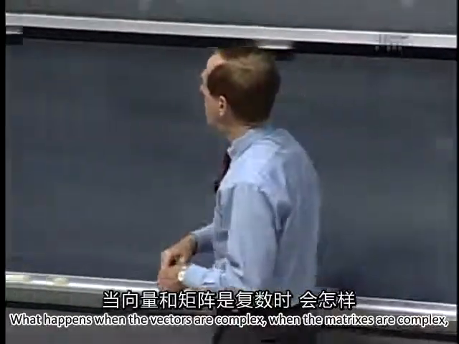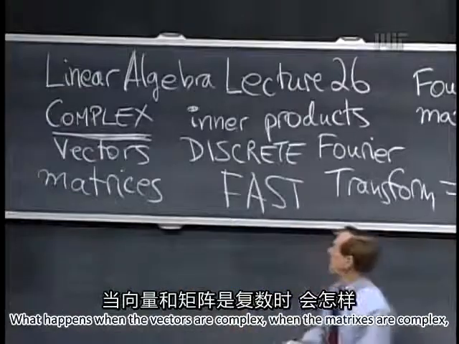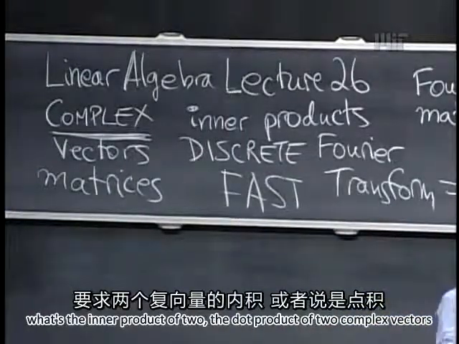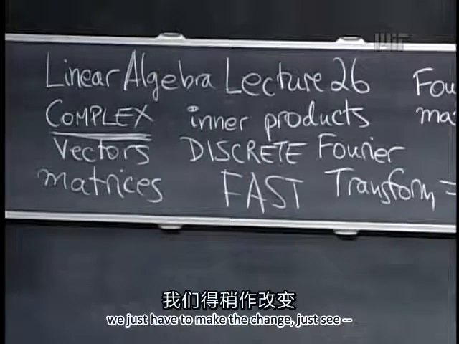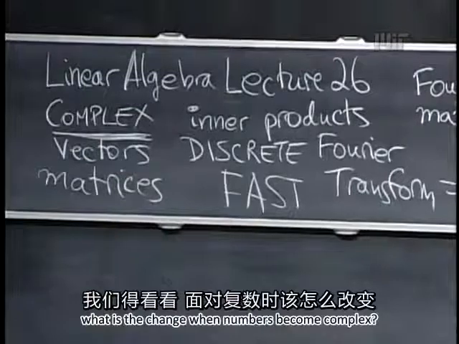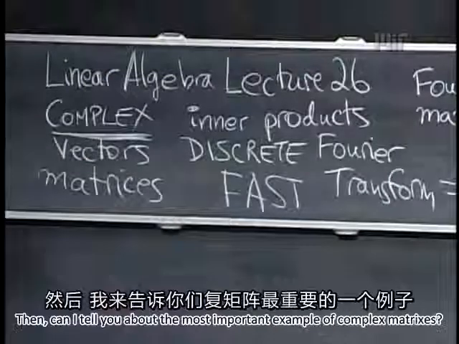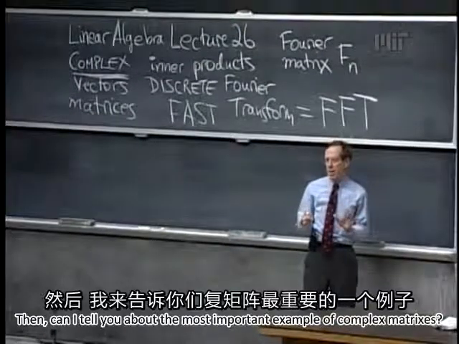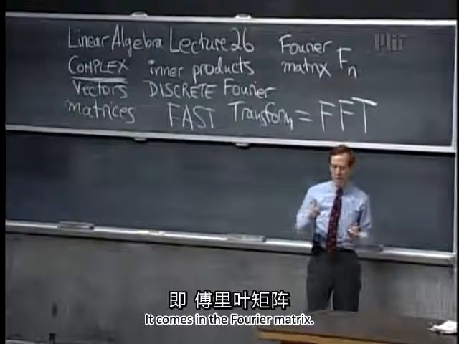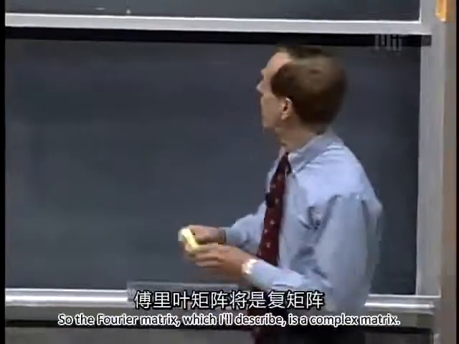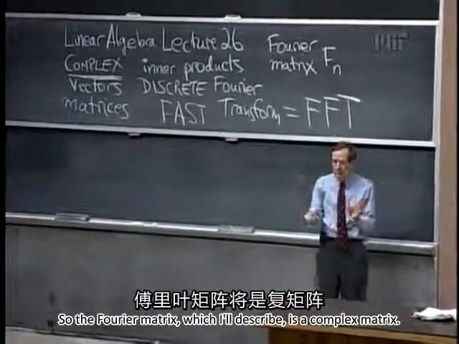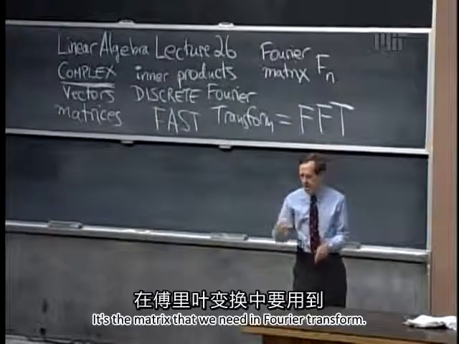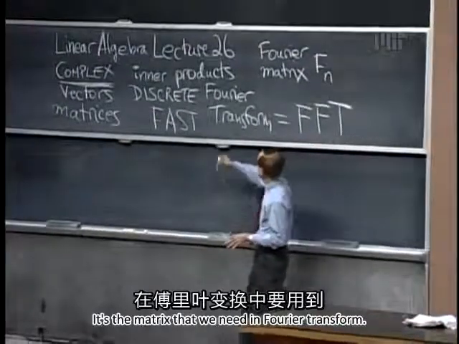What happens when the vectors are complex, when the matrices are complex, what's the inner product of two, the dot product of two complex vectors? We just have to make the change. Just see what is the change when numbers become complex. Then, can I tell you about the most important example of complex matrices? It comes in the Fourier matrix. So the Fourier matrix, which I'll describe, is a complex matrix. It's certainly the most important complex matrix. It's the matrix that we need in the Fourier transform.